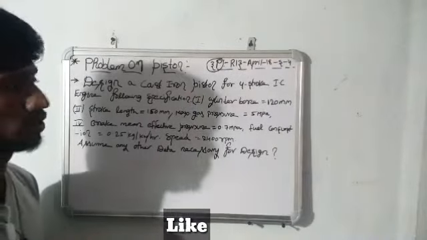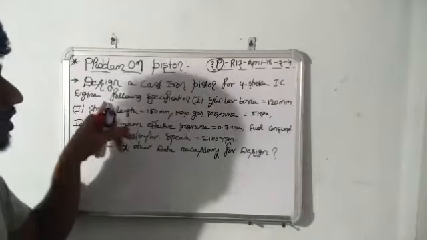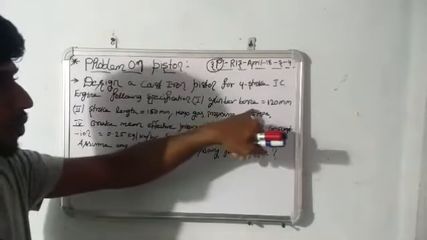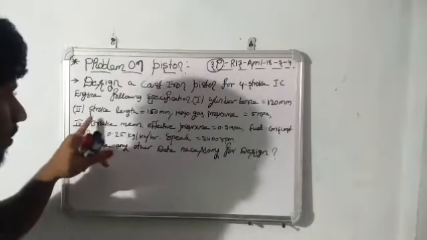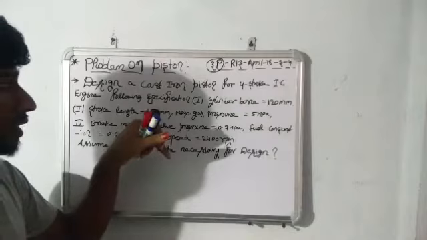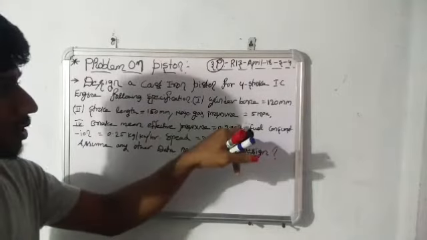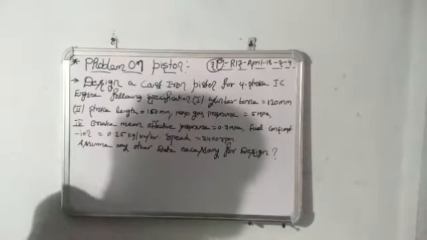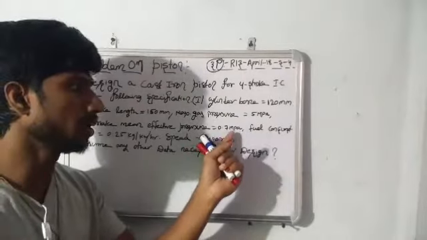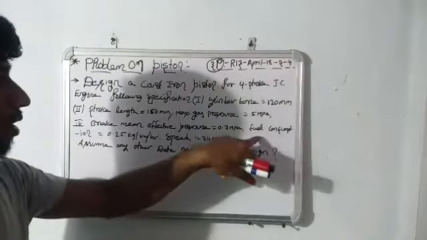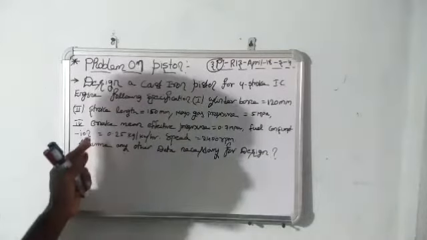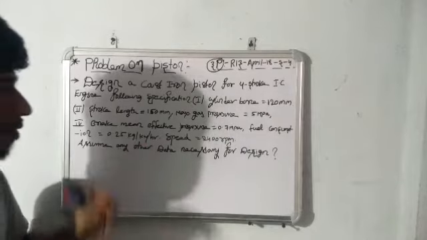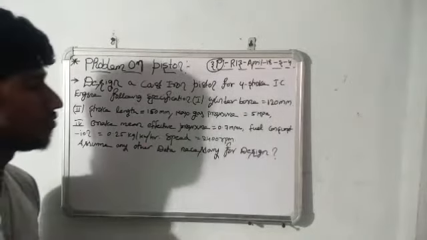Design a cast iron piston for a 4-stroke IC engine following the specifications. Let's see what the specifications are. Cylinder bore 120 mm. Second, stroke length 150 mm. Maximum gas pressure equal to 5 megapascal. Fourth, brake mean effective pressure equal to 0.7 MPa. Fuel consumption, that means mass of fuel, 0.25 kg per kilowatt per hour. Speed equal to 2400 rpm.